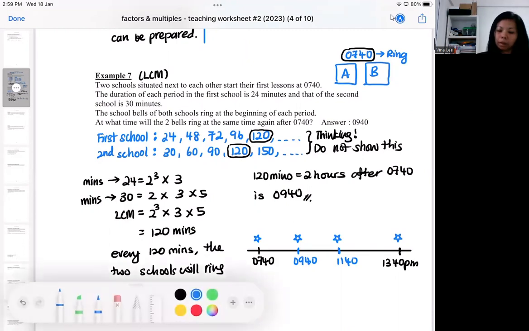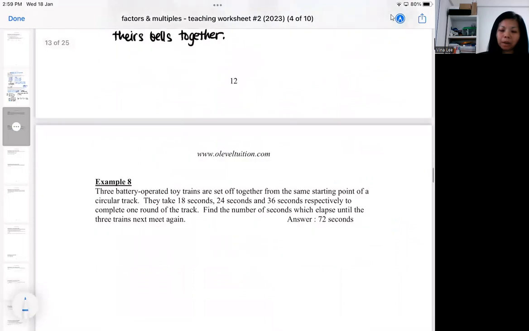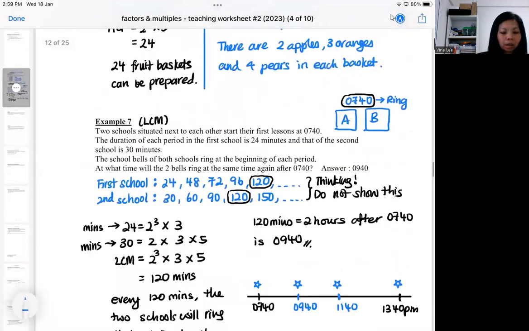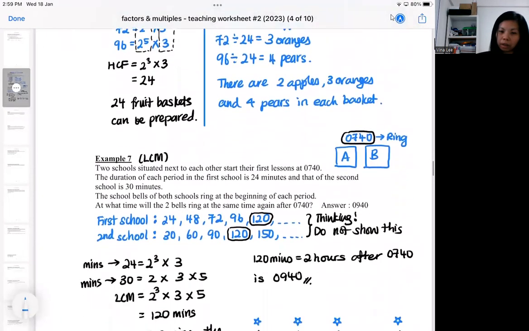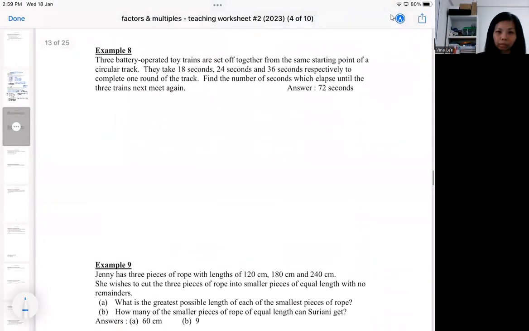And sometimes they can even ask, if they end school at 1:40, how many periods are there in school A? Lesson period. And in school B, how many lesson periods are there? They might also be asking this kind of simple thing. So hopefully by these two examples, you got a little bit of idea about HCF and LCM. Okay, let's talk about the next two examples.